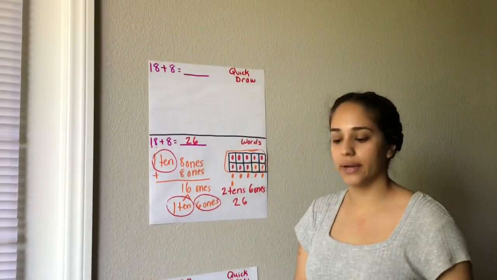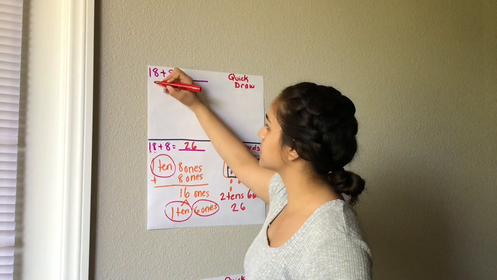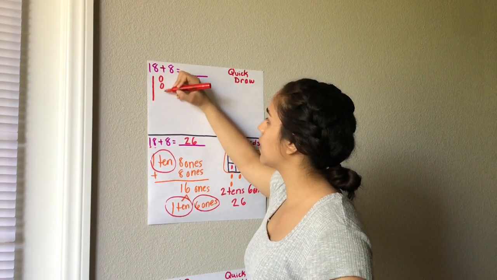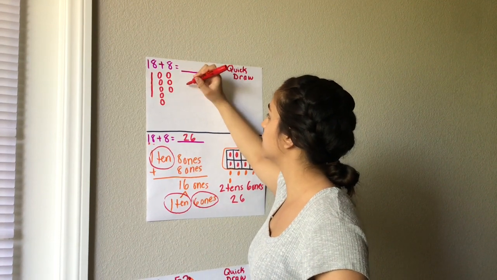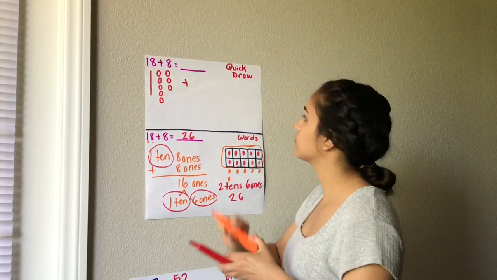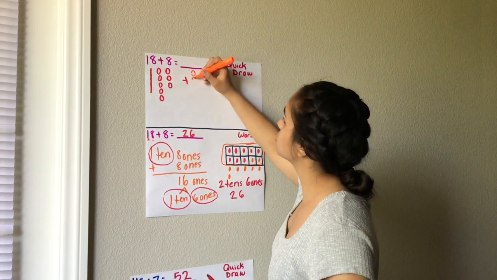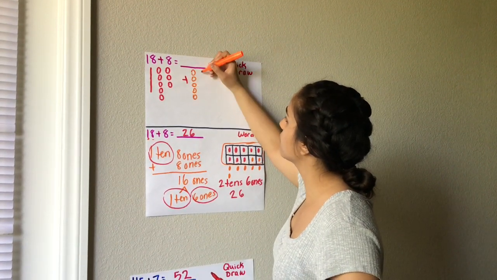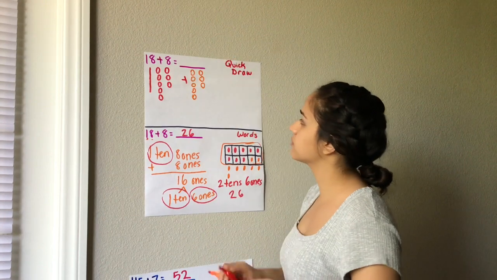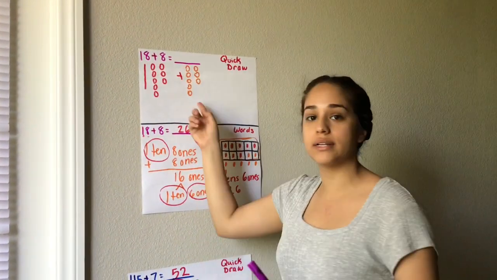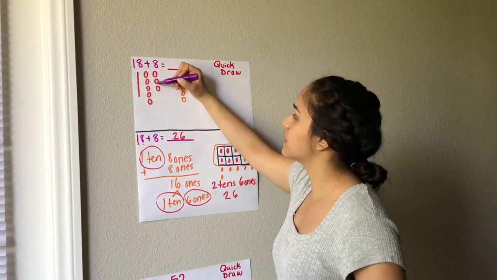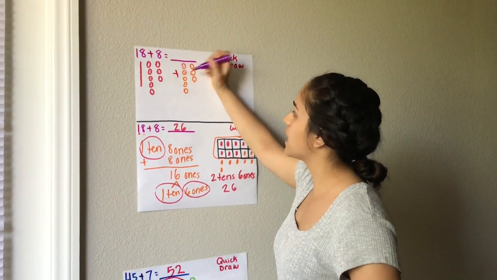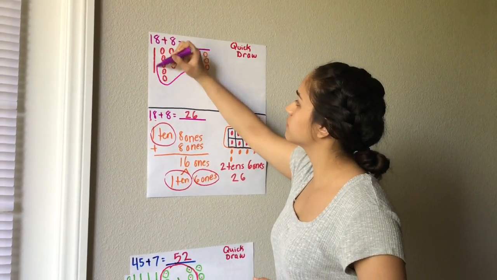Now we can do it in our quick draw. 18 looks like 10, 11, 12, 13, 14, 15, 16, 17, 18, plus 8. 1, 2, 3, 4, 5, 6, 7, 8. First we add up our ones. Remember, we have to regroup our ones to make a 10. 1, 2, 3, 4, 5, 6, 7, 8, 9, 10. I'm going to circle those.